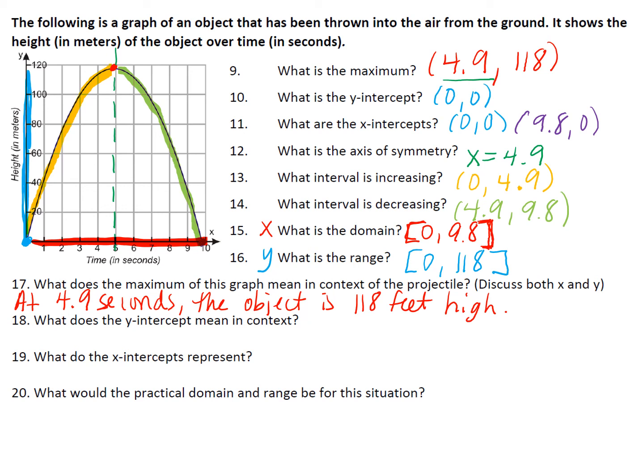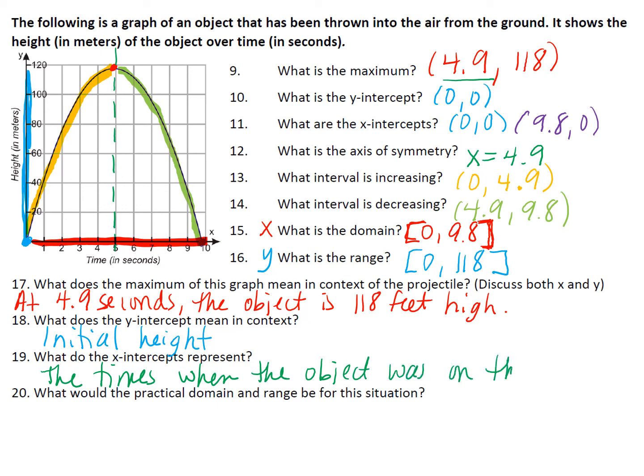For number 18, it says, what does the y-intercept mean in the context? Again, your y-intercept is number 10, and your y-intercept is going to show you the height of your object, the initial height. Number 19, what do the x-intercepts represent? And our x-intercepts we listed in number 11. These are the times when the object was on the ground.